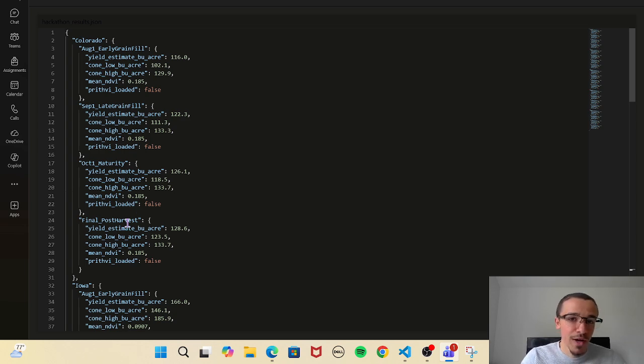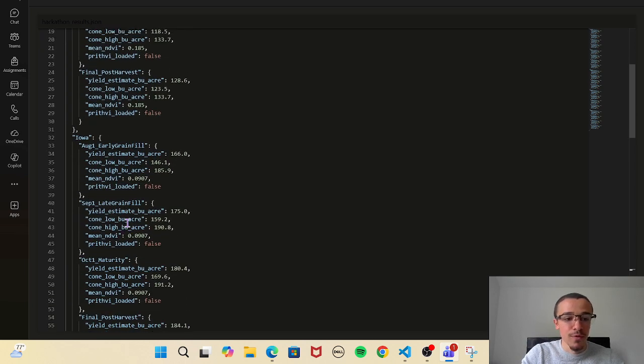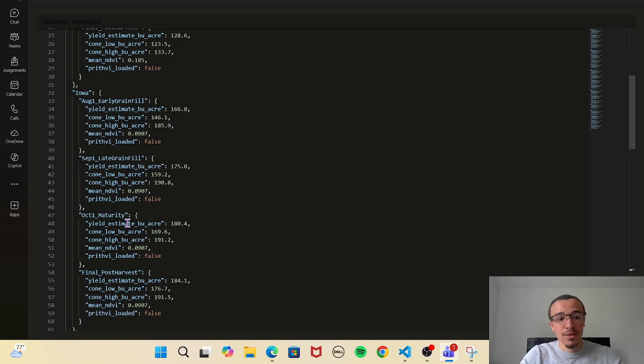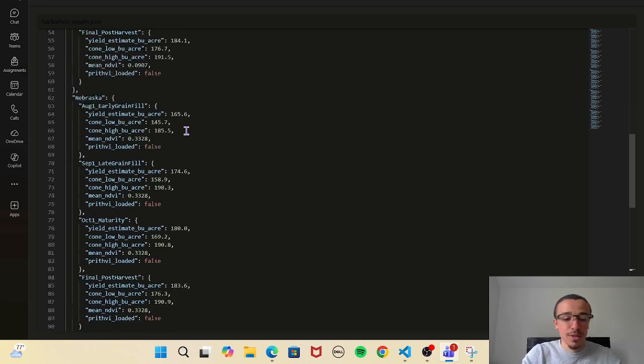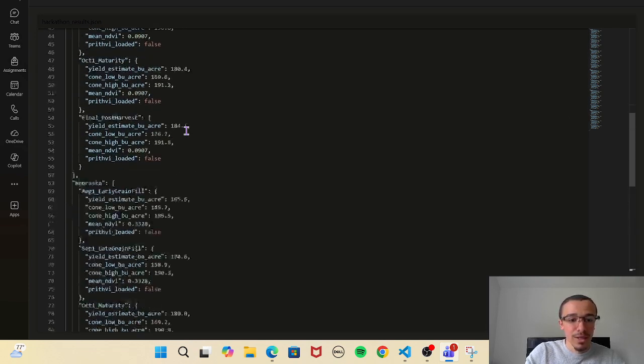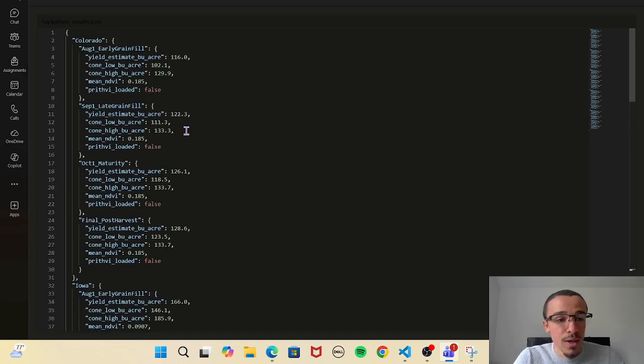And then finally, we have final post harvest, and this is when the crop is harvested, and we get a final yield of how the crop did that season. And this is consistent amongst all states. There's four constant points of measurement. However, you will notice that the numbers are different, and we'll get into that later. As of now, I want to talk about, as the season progresses, where are we pulling this data from?